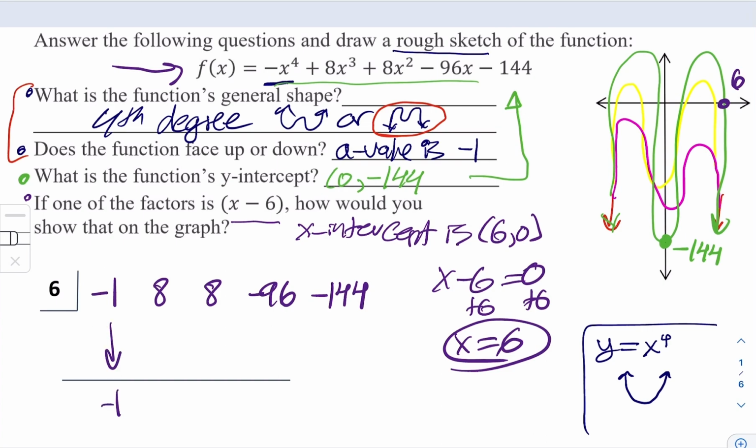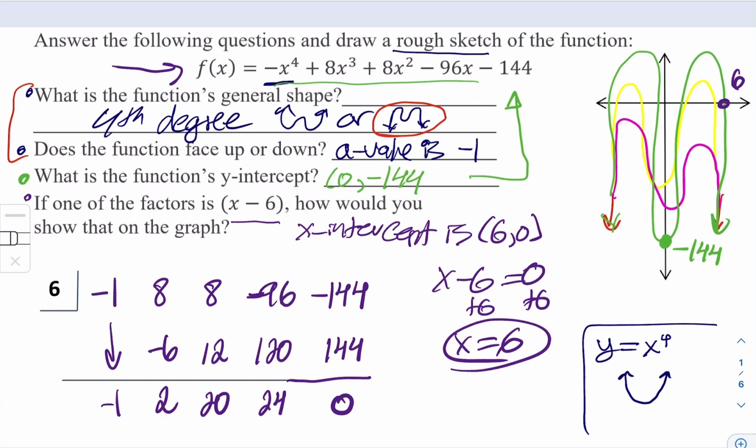Above the line, you're multiplying, so 6 times -1 is -6. Below the line, you're adding, so 8 plus -6 is 2. Next, 6 times 2 is 12. 8 plus 12 is 20. 6 times 20 is 120, and -96 plus 120 is 24, and 6 times 24 is 144. Let's extend our line a little bit, and -144 plus 144 is 0.